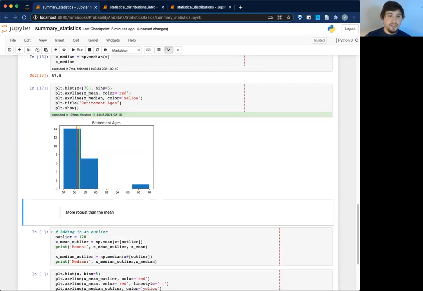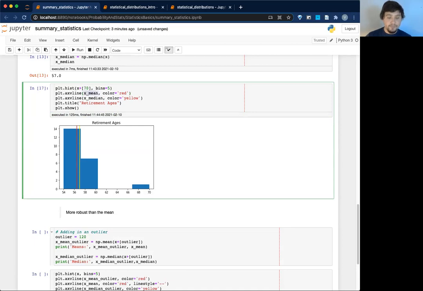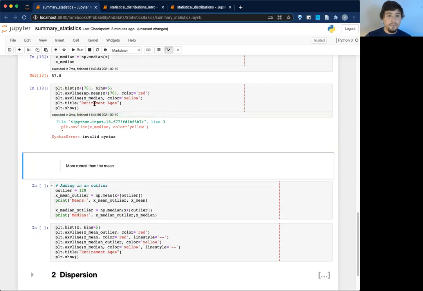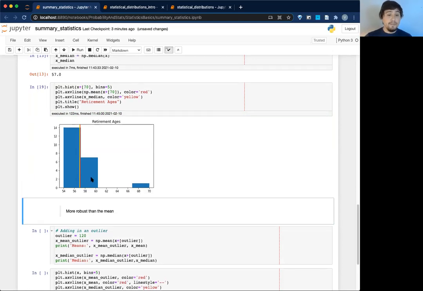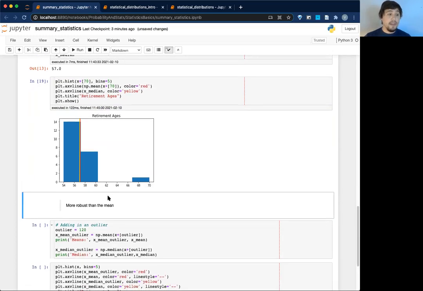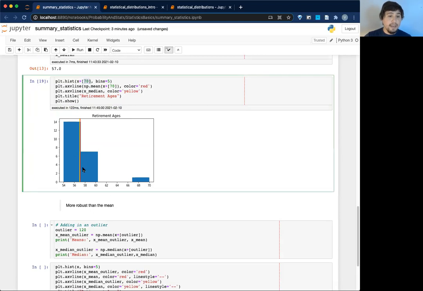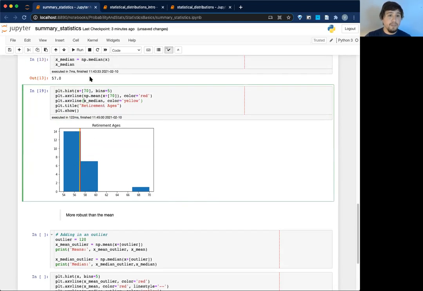So what I was trying to get at was, if I had 70, let's do np.mean of x plus 70. So I'm just adding 70 to the list here. Oops, gotta end it with a bracket, there we go. You can see now, you can't see it as easily, but the red's actually on the right side. And so we say that the median is more robust than the mean. Robust means that it's not being affected as much by outliers. You can imagine the 70-year-old is an outlier. And our median, if I actually calculated it right here, I just add 70.